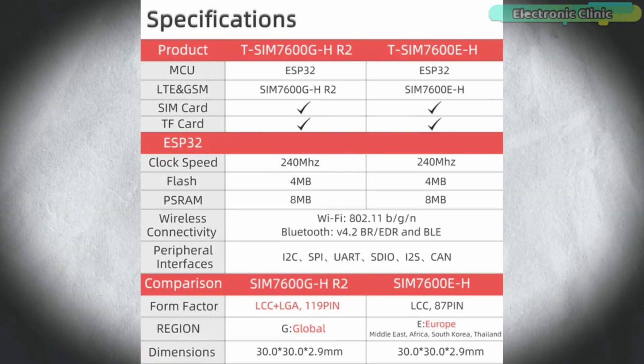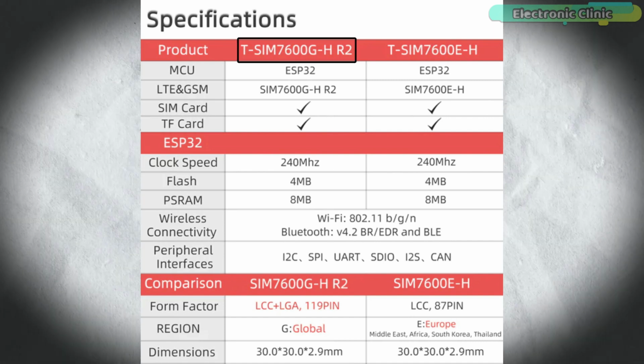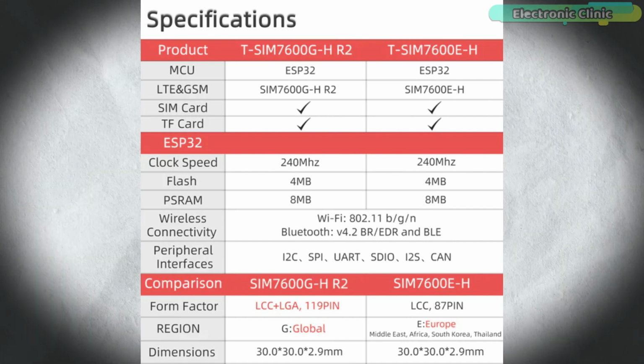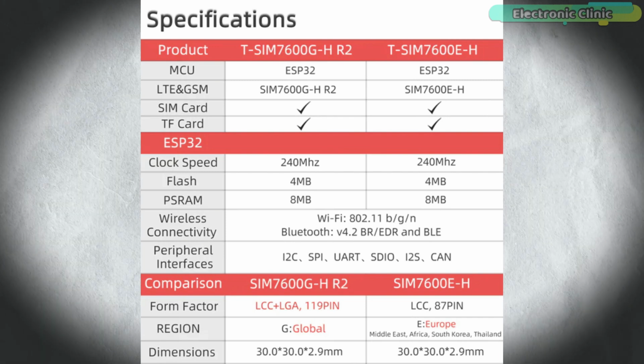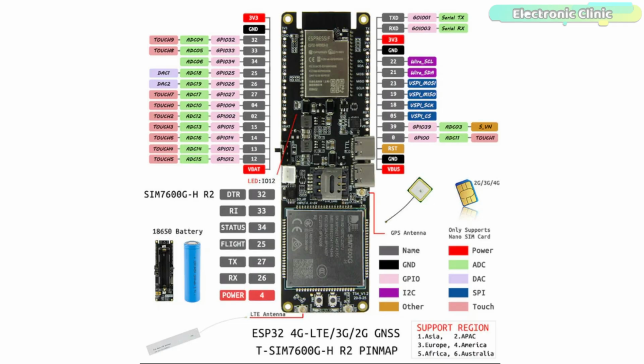These are some of the specifications, and you can also see a comparison between the SIM7600GH and SIM7600EH. Both the modules are exactly the same except the form factor and region. And this is the pin diagram. You can see all the pins are clearly labeled.